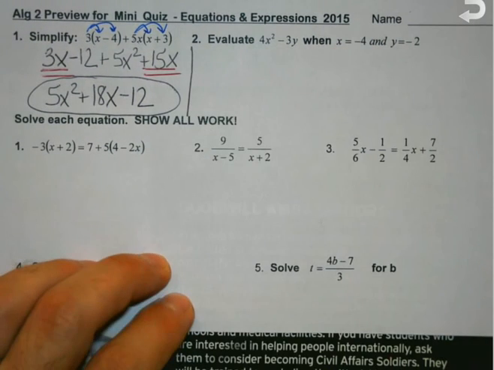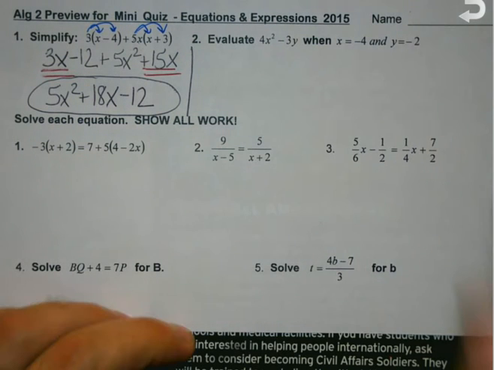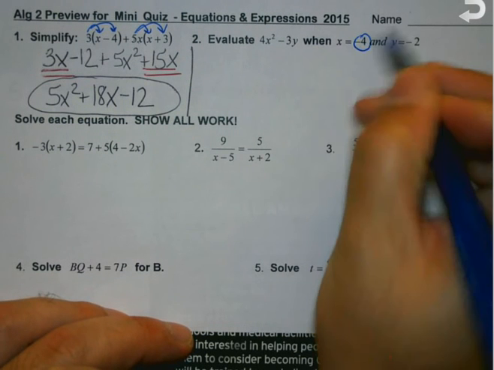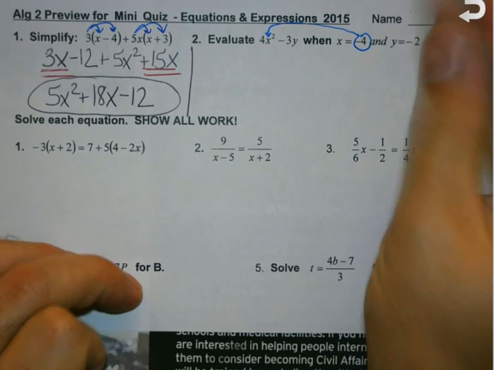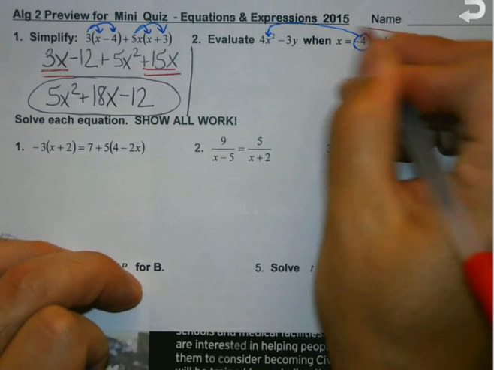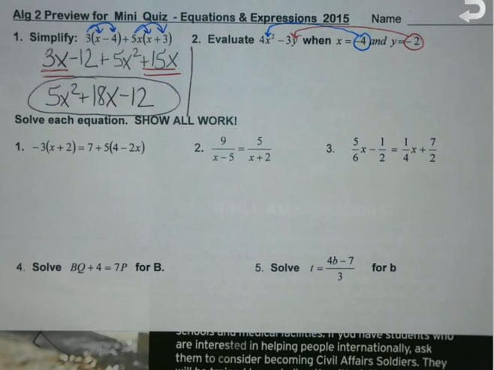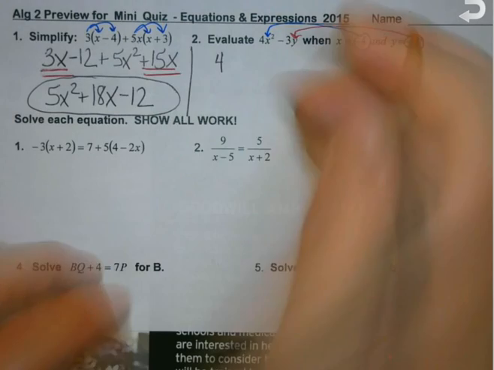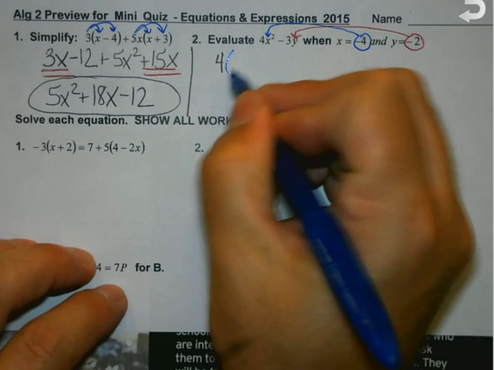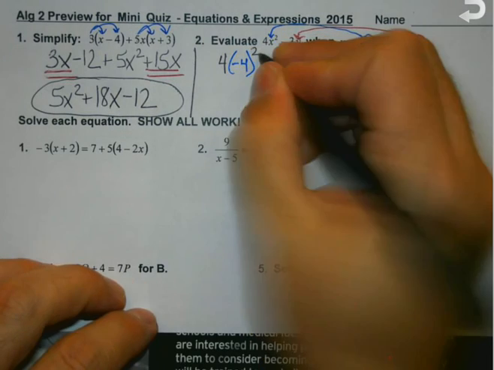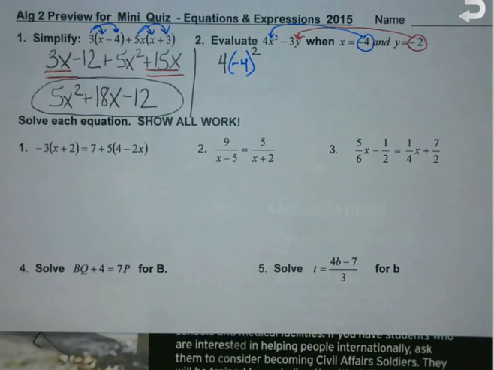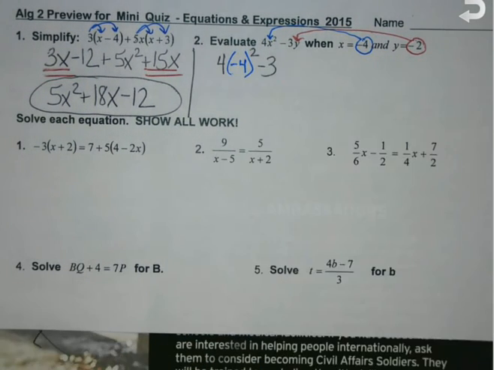Here, evaluate. So again, I'm taking that negative 4, that's my x. I'm going to plug it in. I'm going to take this negative 2, that's my y value. I'm going to plug it in. And whenever you're substituting, remember, please, please, please use parentheses, because what tends to happen otherwise is that people tend to forget about that, and it can change signs on things. And we don't want to change signs on things where we're not supposed to.